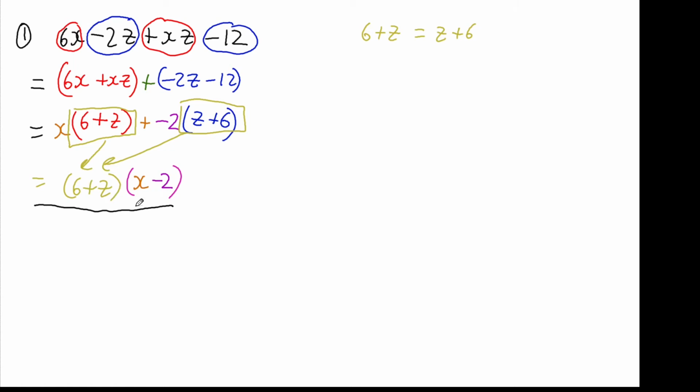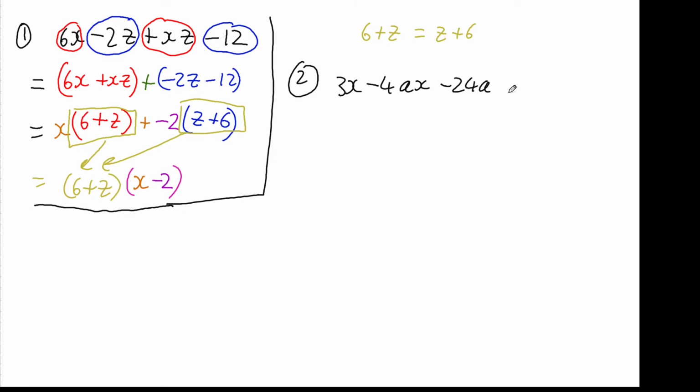So let's have a look at another problem. Let's put that one aside for now, and let's have a look at number 2. So number 2 is going to be 3x minus 4ax minus 24a plus 18.